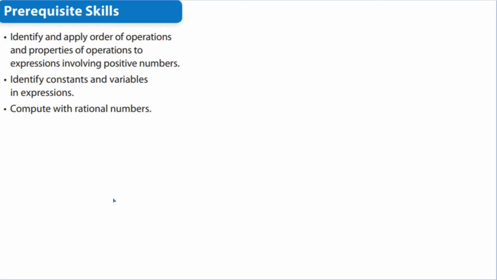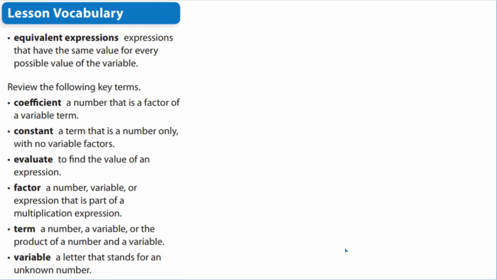The prerequisite skills. Identify and apply order of operations and properties of operations to expressions involving positive numbers. Identify constants and variables in expressions. Compute with rational numbers. Now let's look at the lesson vocabulary. Equivalent expressions. Those are expressions that have the same value for every possible value of the variable.